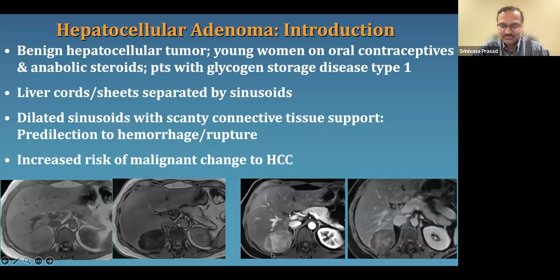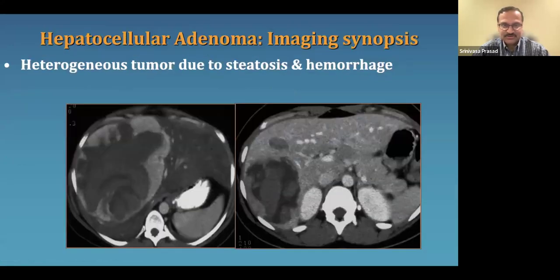And it can show heterogeneous hypervascularity and also washout, very similar to that of hepatocellular carcinoma. So it can be challenging to diagnose, but particularly in a non-cirrhotic liver, in a young woman, if the imaging characteristics suggest either microscopic fat or hypervascularity and washout, one may be dealing with hepatocellular adenomas. Again, as already alluded to, they have a higher propensity for hemorrhage.